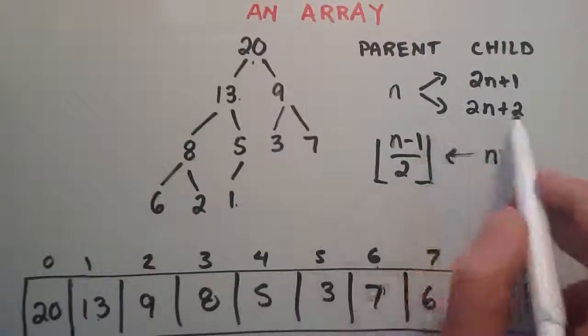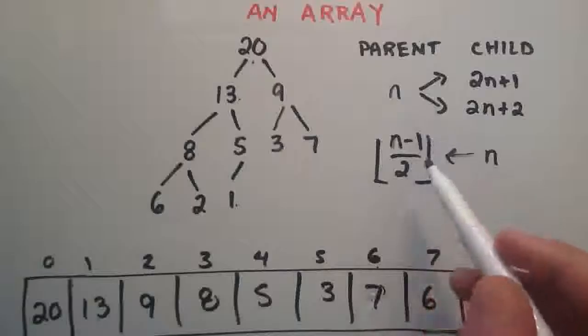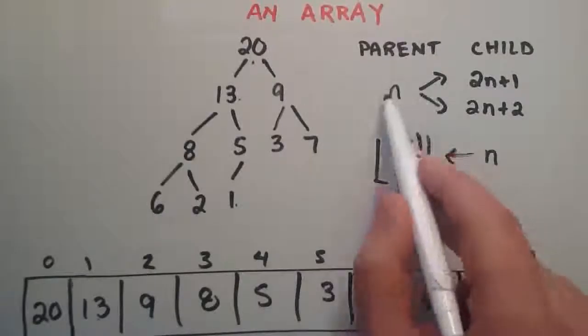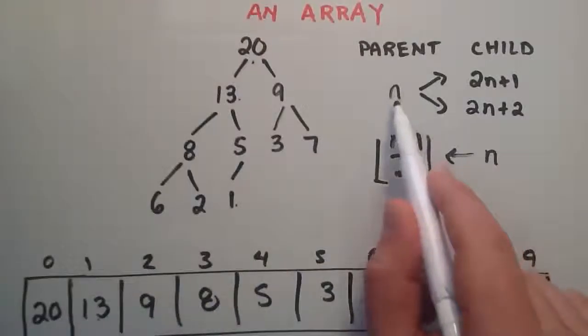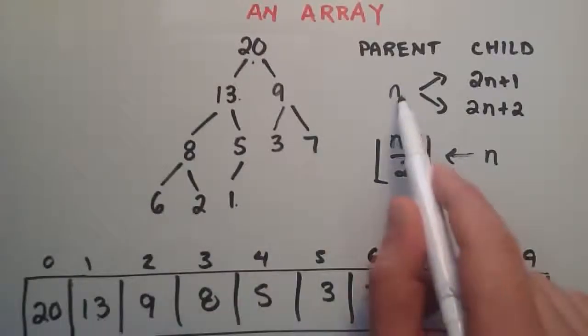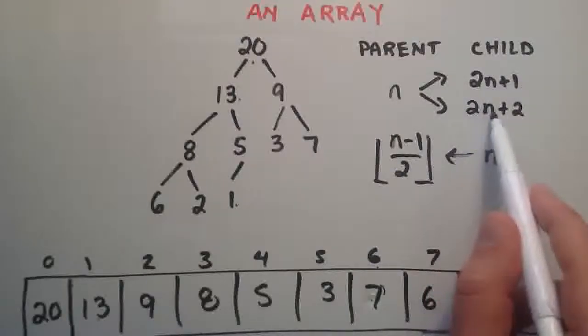So I've written down the algorithms that tell us which child belongs to which parent and what children the parents have. If we're looking for the children of a certain parent, n is going to be the index of our array, and if we're looking at some certain index of our array, then it will have children at 2 times that index plus 1, and another child at 2 times the index plus 2.